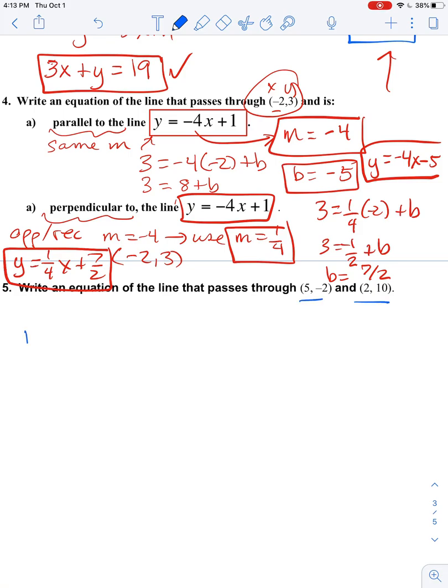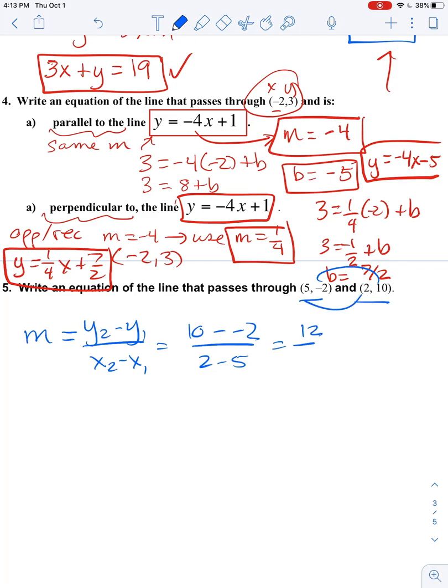All right then, so here I'm writing an equation again, but I'm given 2 points, so I don't know the slope. So keep in mind that another way we can find the slope off of our list for the chart is to use the slope formula. So in this case, that'll look like 10 minus -2 over 2 minus 5. So I'll end up with 12 over -3. So my slope value is going to be a -4.